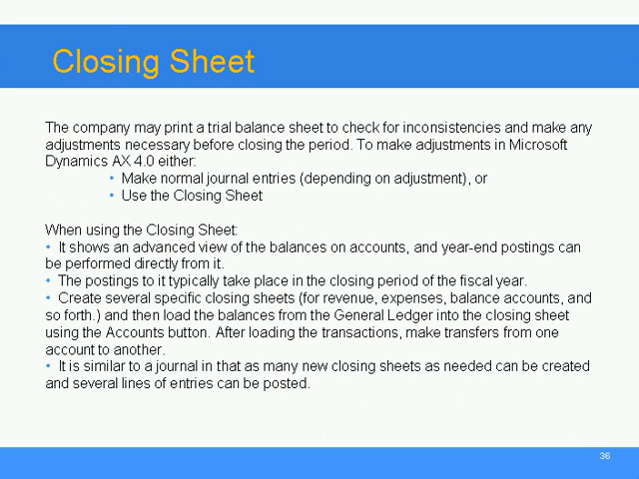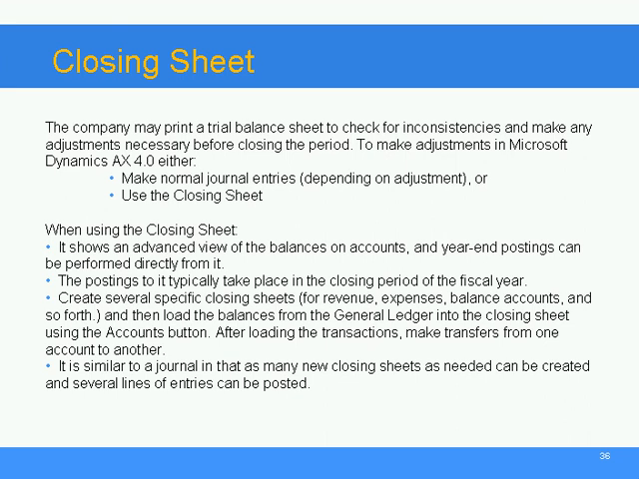The posting typically takes place in the closing period of a fiscal year. You can create several specific closing sheets for revenue, expenses, balance accounts, and so forth, and then load the balance from the general ledger into the closing sheet using the Accounts button. After loading the transactions, make transfers from one account to another. It is similar to a journal in that as many new closing sheets as needed can be created, and several lines of entries can be posted.